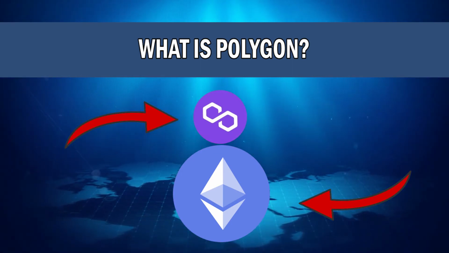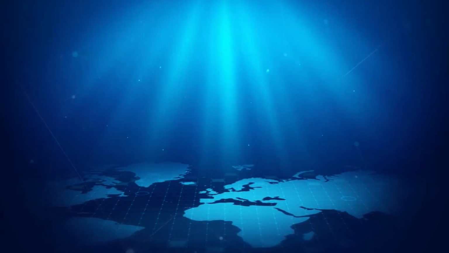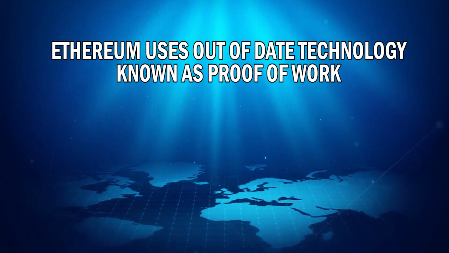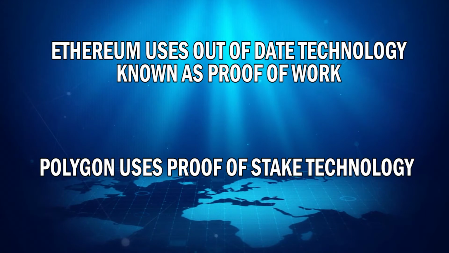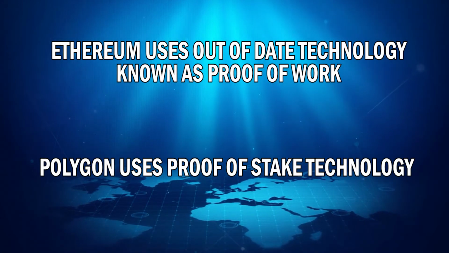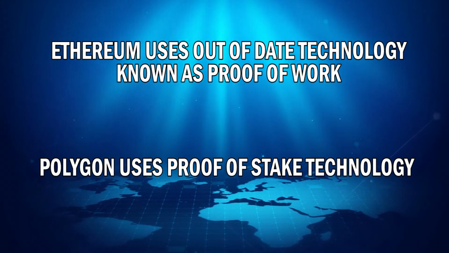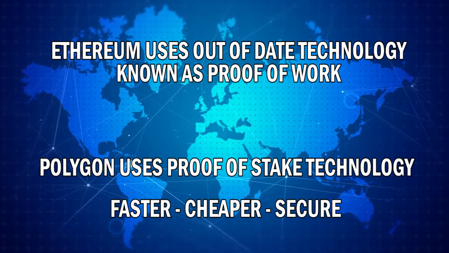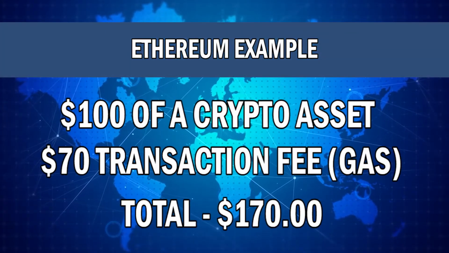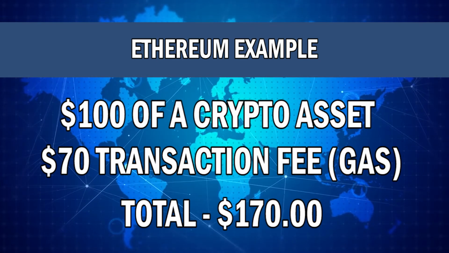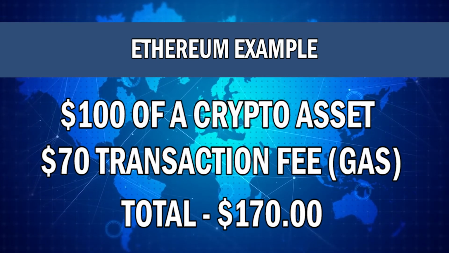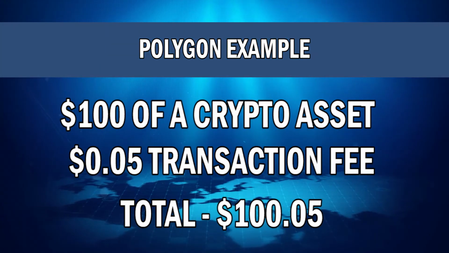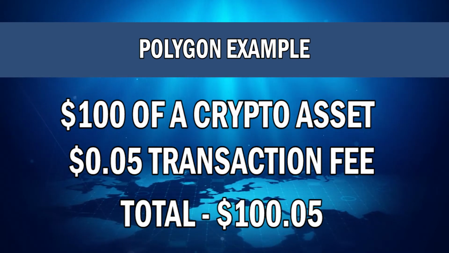Now, it's also worth mentioning that the reason Ethereum costs so much to make transactions on is because it's using outdated technology known as proof of work, whereas this layer 2 solution that Polygon uses, which is built on top of Ethereum, is using a proof of stake mechanism, which makes transactions much faster, much cheaper, and much more secure. So using our previous example, if we bought something off Ethereum and we were charged a $70 transaction gas fee, if we use this layer 2 solution, our transaction fee will probably be about 5 cents. So that's a massive difference, $70 using Ethereum or 5 cents using Polygon.